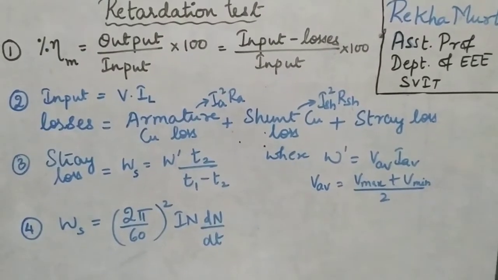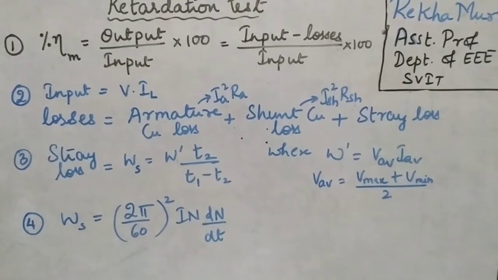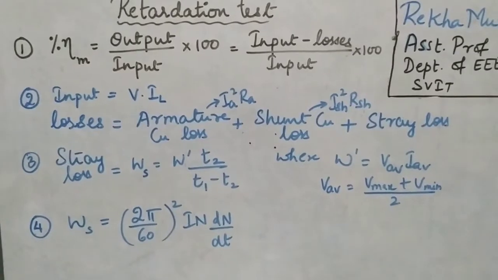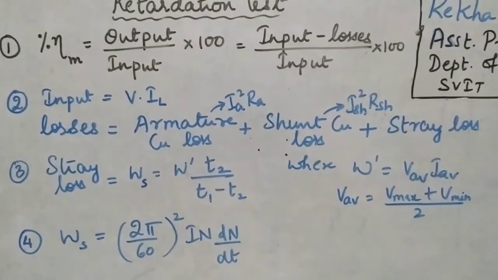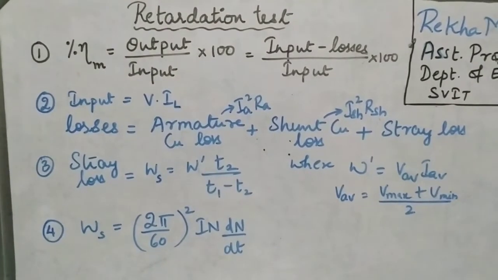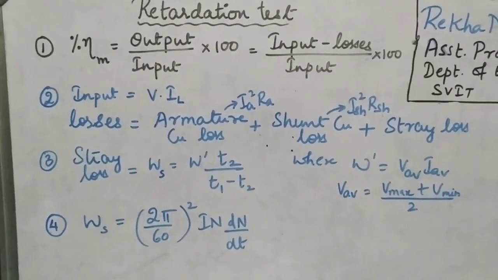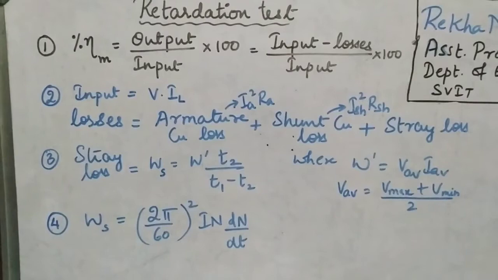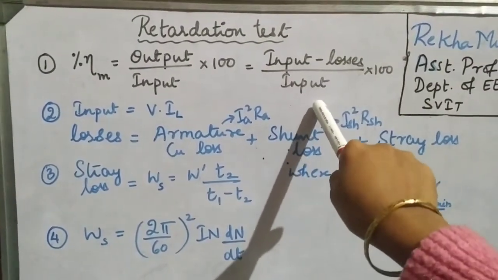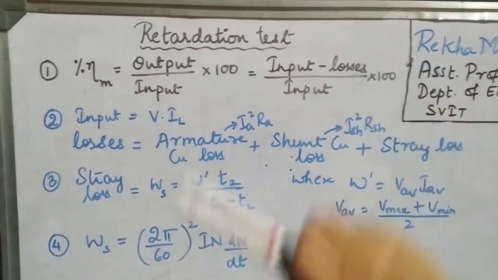Technology. Today I am here to discuss the steps required to solve problems based on the retardation test. Here we will get a problem to determine the efficiency of a machine. At that time we know that efficiency can be given as output by input. For the motor, how do you define it? It can be defined as input minus losses divided by the input into 100. So in that, the unknown values will be the input and the losses.